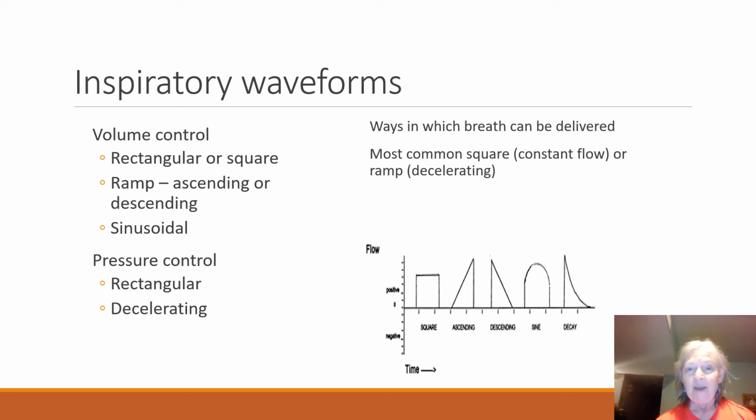What do patients like? It depends on the patient. We've had patients that we put on a square wave. They did really well for a couple of days. All of a sudden, they didn't like it anymore. We went ahead and turned them over to descending. Everything worked out pretty good for them for a couple of days. And then sometimes they'll go back to the control or constant flow at that particular point. So it's really based on what that patient is comfortable with.